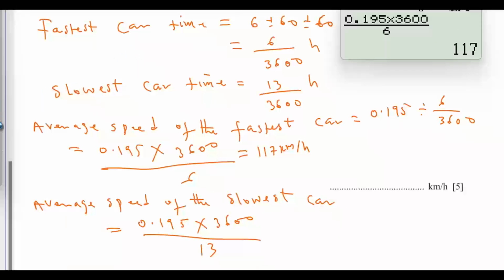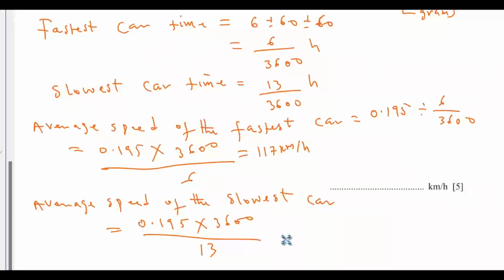Okay, so let's input this. I have just edited that. So we have 0.195. Let's take it as a fraction. Then I think I need to go back to this spot here. 195, then multiply by 3600, then divided by 13. Hit enter. So we have 54 kilometers per hour. Okay, good. So this will be equal to 54 kilometers per hour.